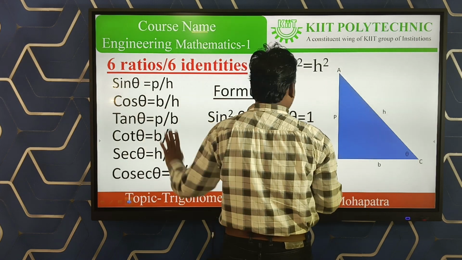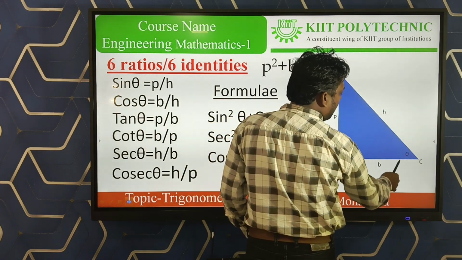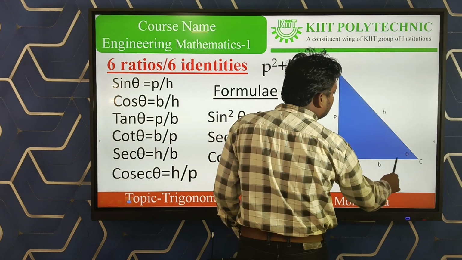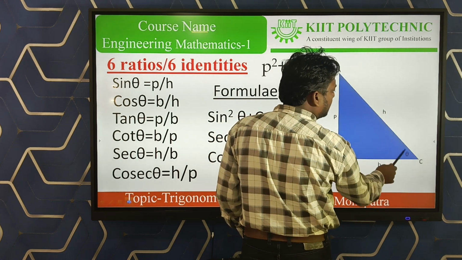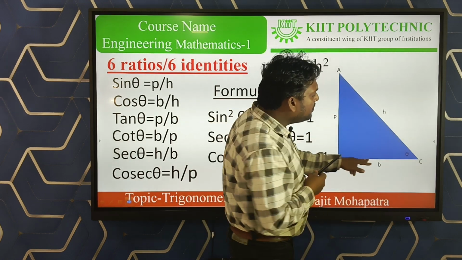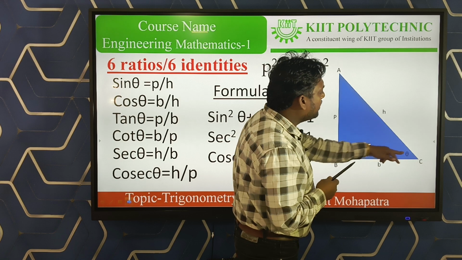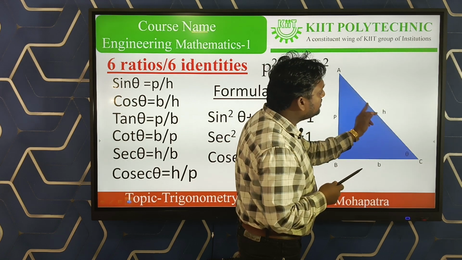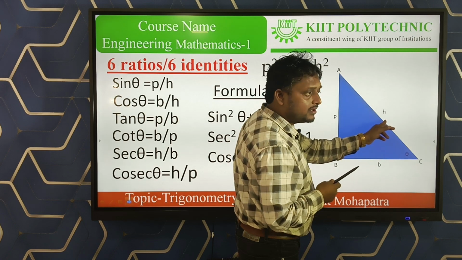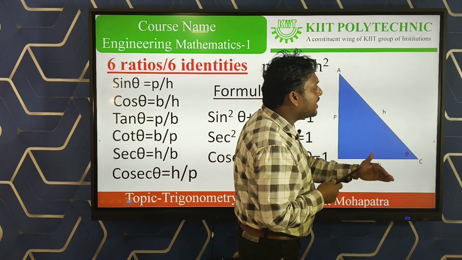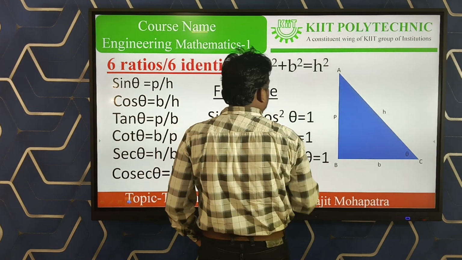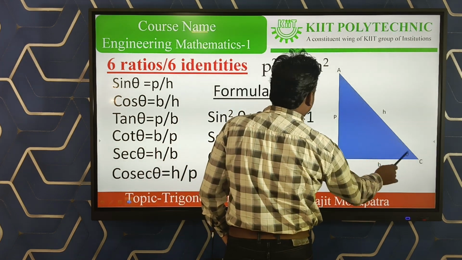Then come to cos theta. Cos theta will be equal to the adjacent side of theta by hypotenuse. What is the adjacent side of theta? Here you see there are 2 adjacent sides. One is B, another one is H. Since H is the longest side considered as hypotenuse, we should not take that one. We have to take B as the adjacent side of theta. So now cos theta becomes B by H, adjacent side by hypotenuse.